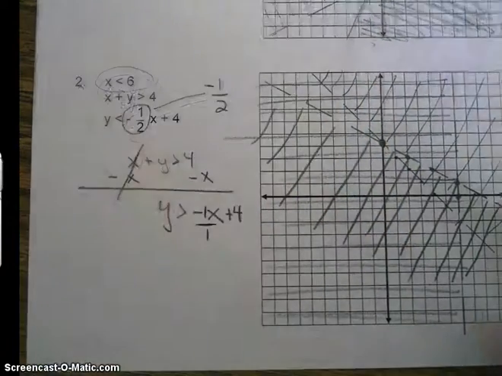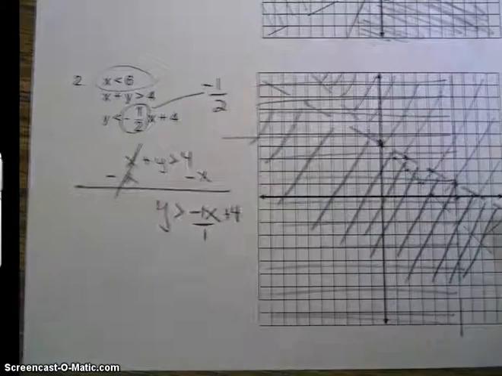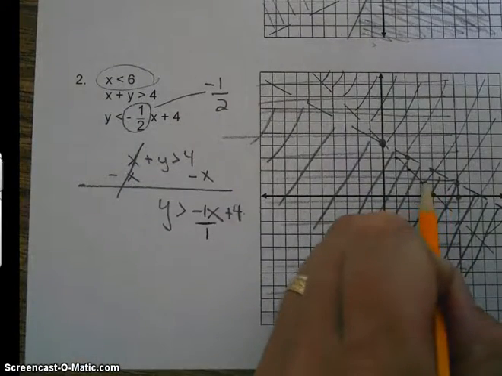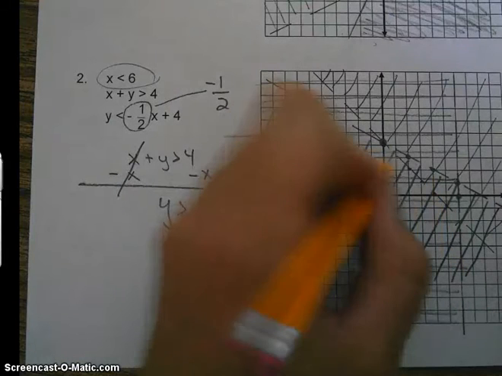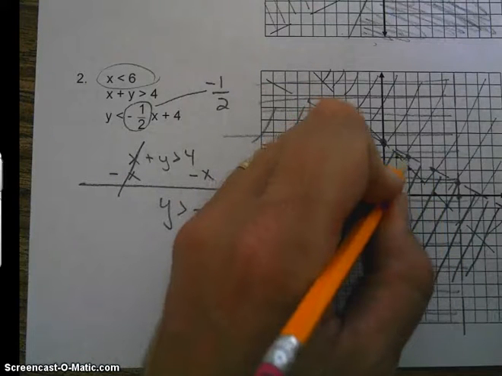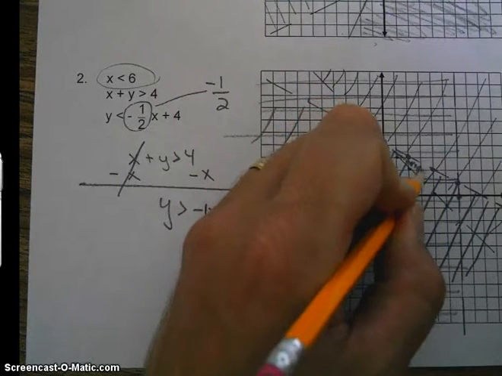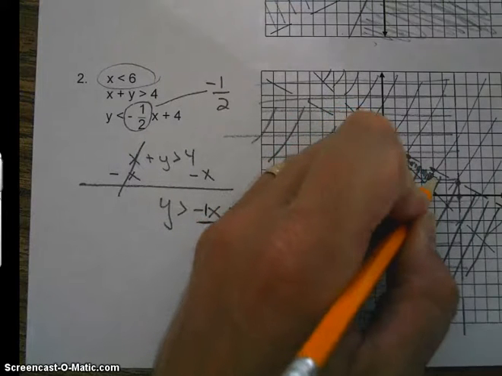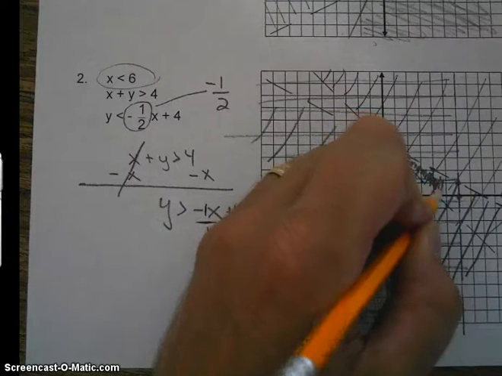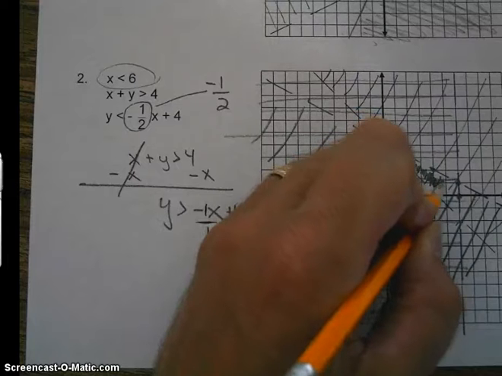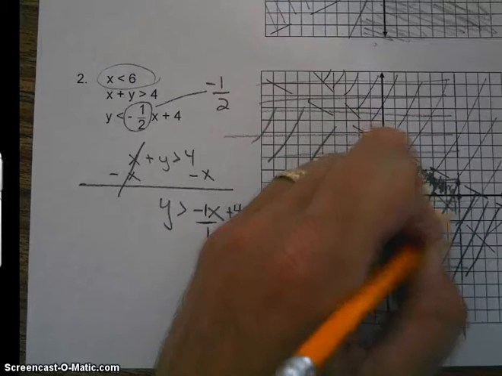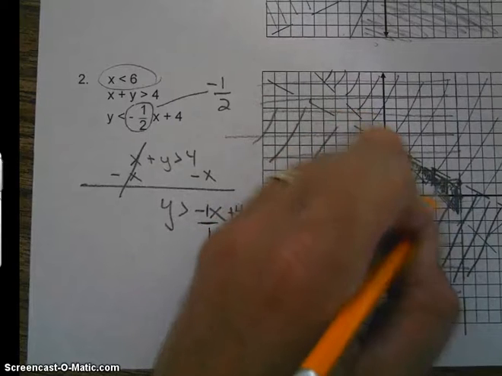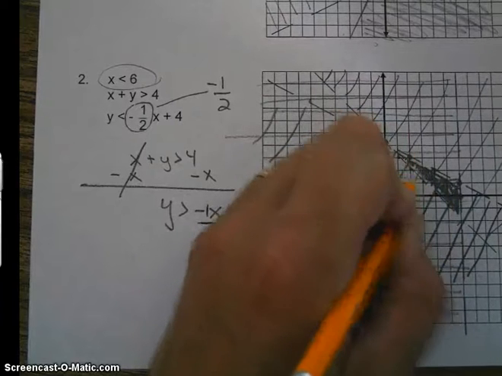Okay, so where do the 3 shadings overlap? Well, let's see. We got one going this way, got one going up, got one going down, so it's going to be all shaded really dark in here. This is going to be the solution to this problem. That's where the 3 overlap.